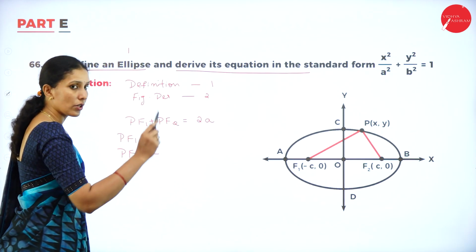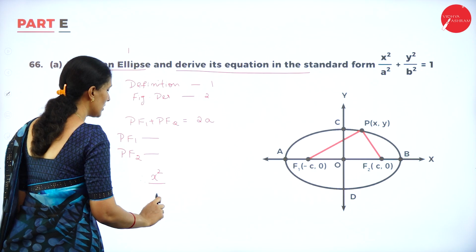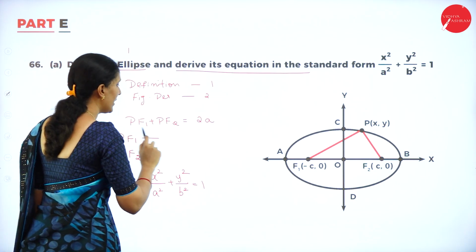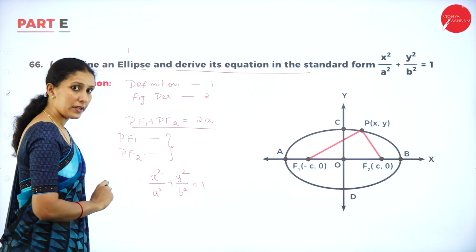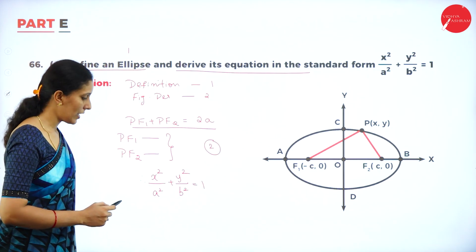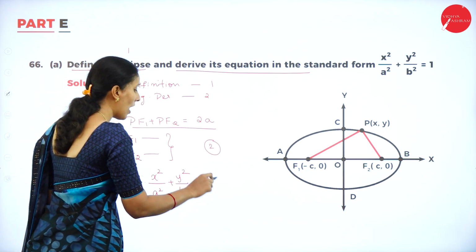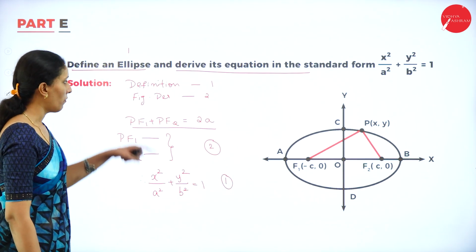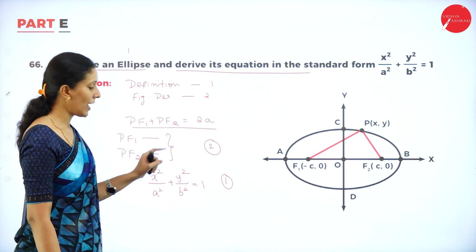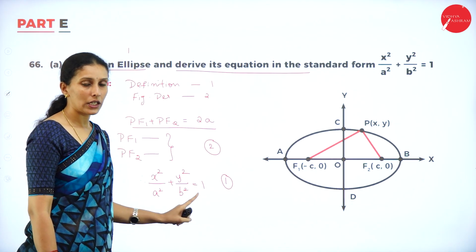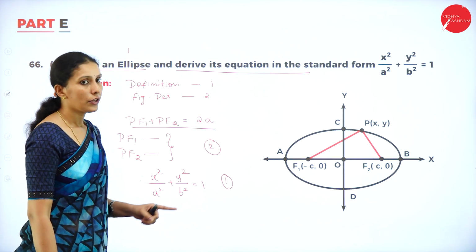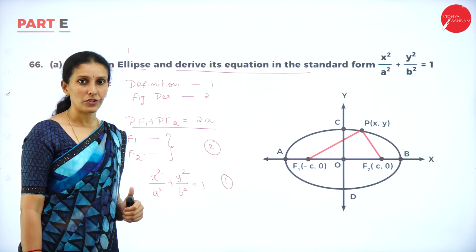So using this equation, we need to show that the standard equation is x square by a square plus y square by b square is equal to 1. So writing this equation and finding PF1, PF2 and solving it carries 2 marks, and getting the equation as x square by a square plus y square by b square is equal to 1 after simplification carries 1 mark. So 1 mark for definition, figure and description 2 marks, solving and simplification 2 marks, and getting the equation showing the result is x square by a square plus y square by b square is equal to 1 carries 1 mark. So total you will be having 6 marks for the standard equation of ellipse.